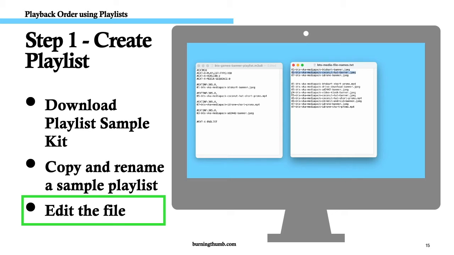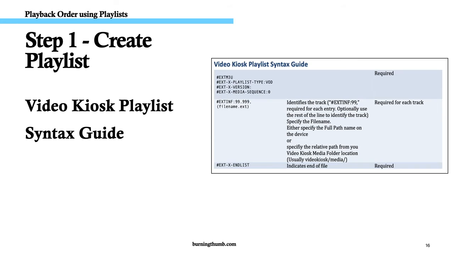Update the file names to specify either the full path name on the device or the relative path from your Video Kiosk media folder. For example, I want to play the Coconut Hut banner, which is already in the media folder, so I specify just the file name. Leave the rest of the information in the file as is. The playlist parser expects it to be there. And for file content requirements, refer to the syntax guide in the Video Kiosk User's Manual.